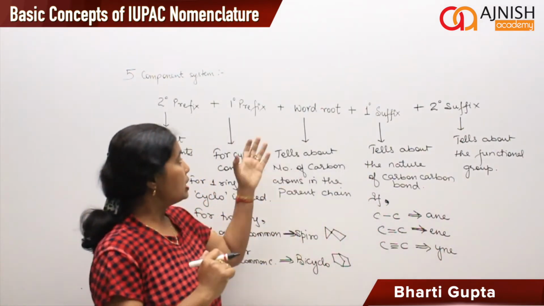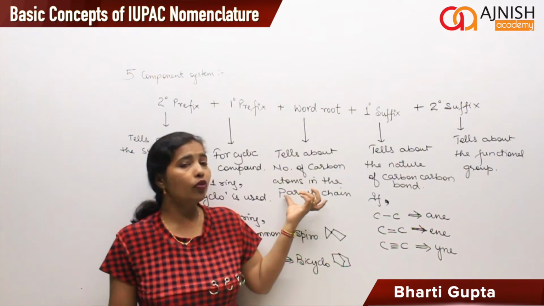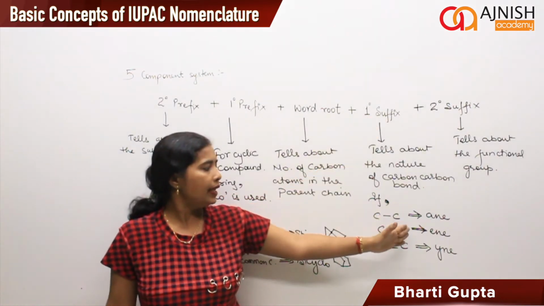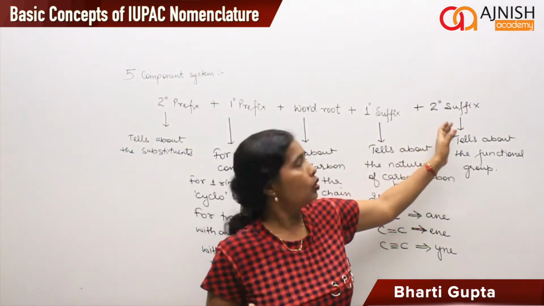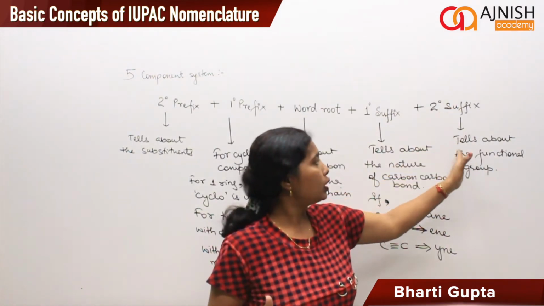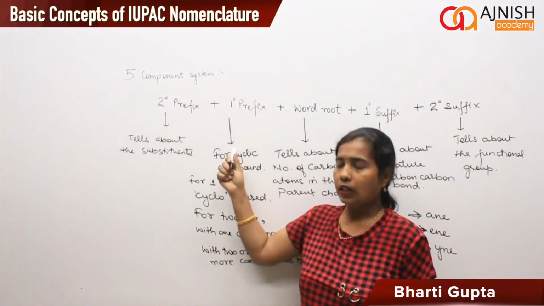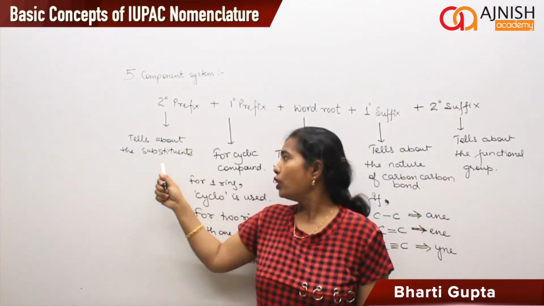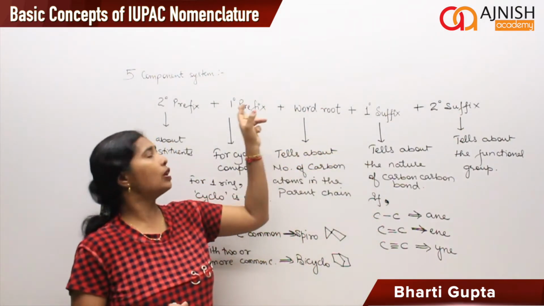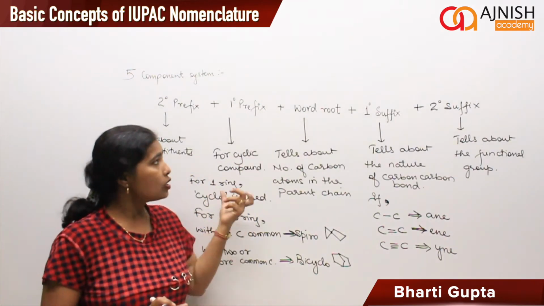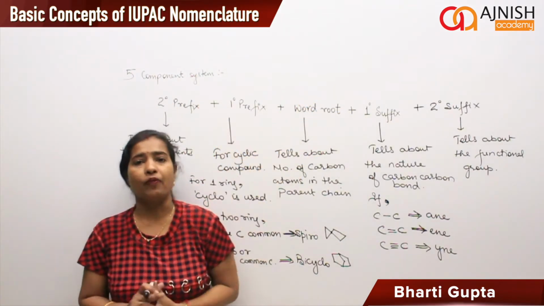Now we'll see what a word root can be, and for different numbers of carbon atoms, what word roots we have. The primary suffix can be ane, ene or yne, and we have discussed when each is to be used. Secondary suffixes are different for different functional groups, so we will learn further what secondary suffixes are used for different functional groups. The primary prefix we have seen, it can be cyclo, bicyclo or spiro. And what the secondary prefixes could be for different substituents, that we are going to see. So in these five components we have seen what the primary suffix and primary prefixes could be. What is left is that we must know the different word roots used, the different secondary suffixes, and the different secondary prefixes used.